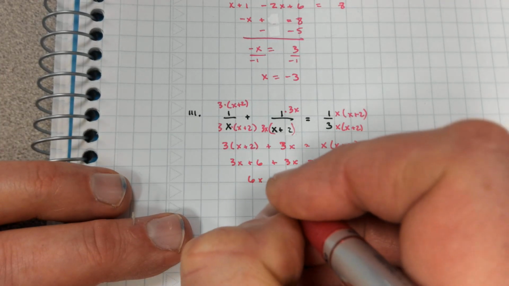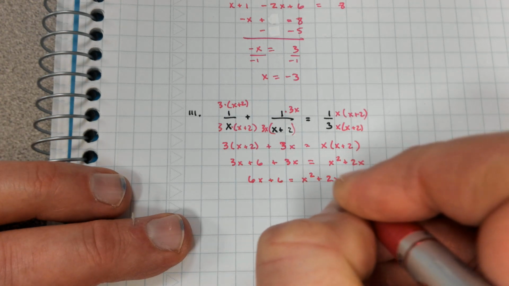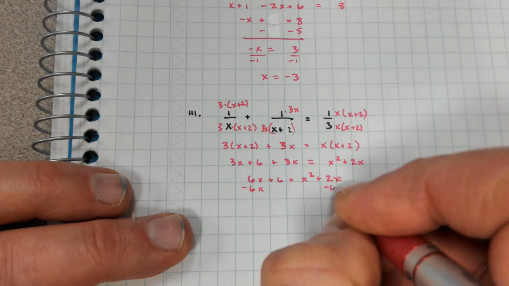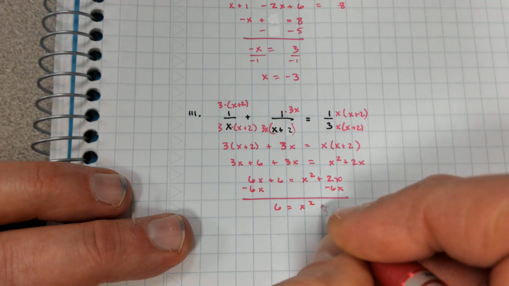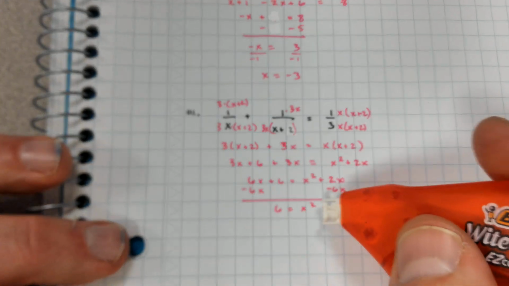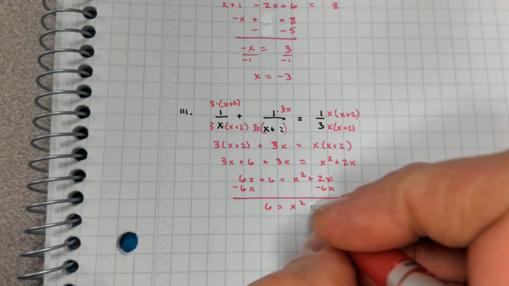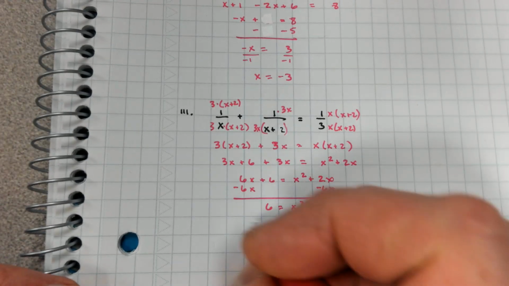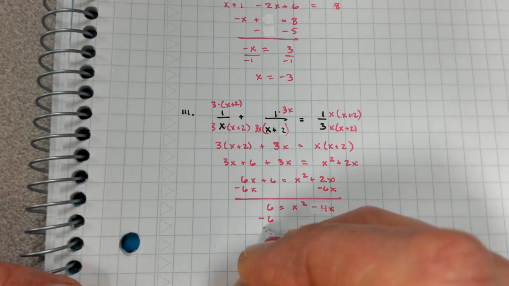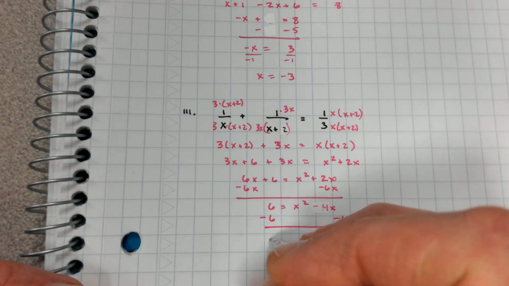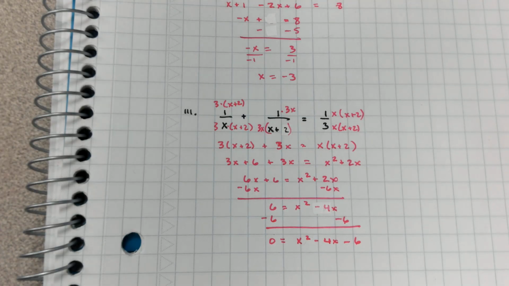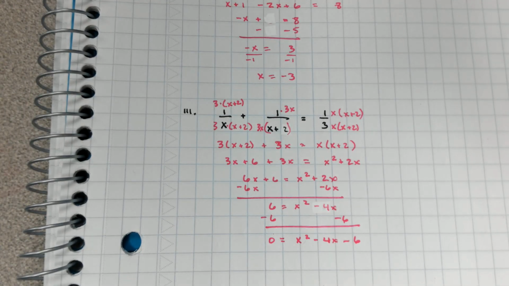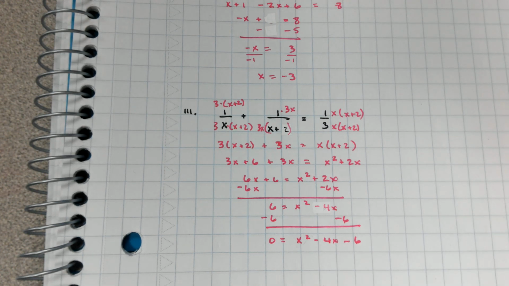So I have 6x plus 6 equals x squared plus 2x. I'm going to subtract 6x, so minus 4x. And then I'll subtract 6. So this gives me 0 equals x squared minus 4x minus 6. And that does not look factorable. So if we're trying to find out what x is equal to, we need to then solve it somehow.